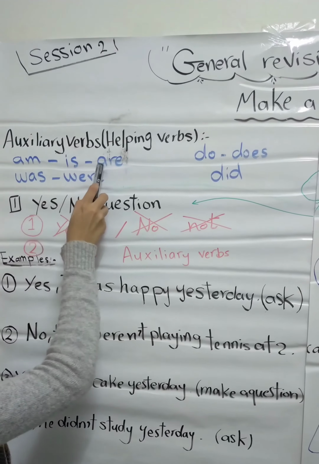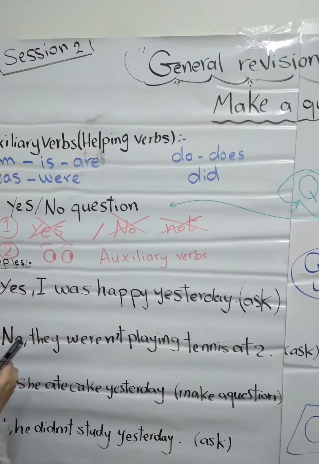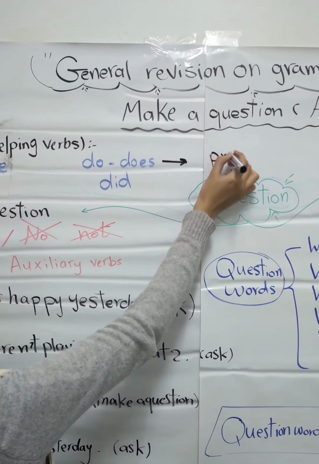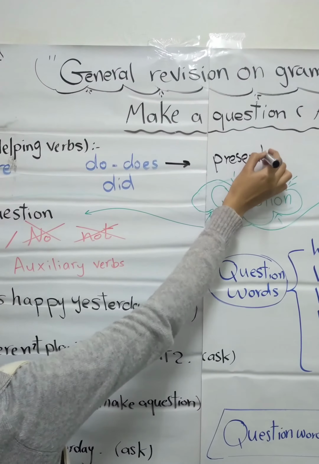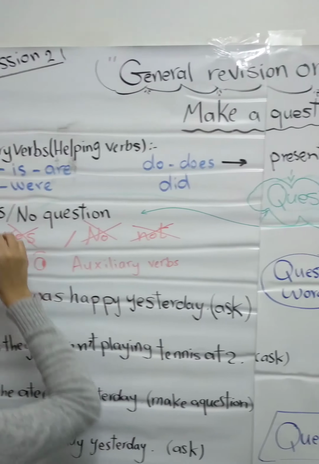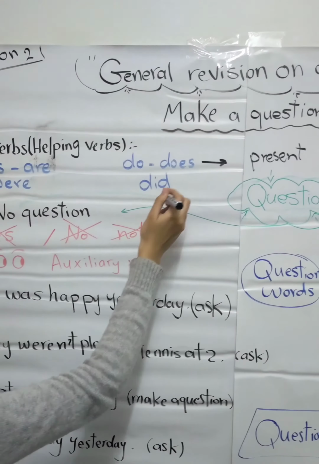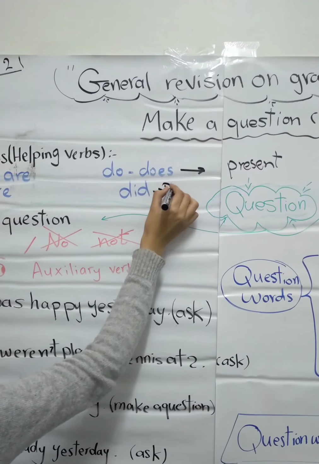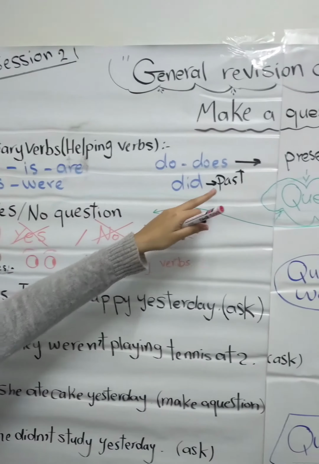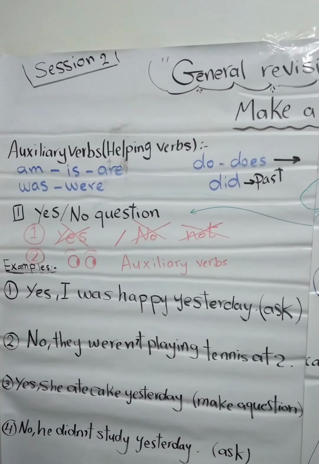Like am, is, are, do, does refer to the present. Okay, am, is, are, do, does بيشيروا للمضارع. Was, were, and did refer to the past. بيشيروا was, were, did refer to the past بيشيروا للماضي.